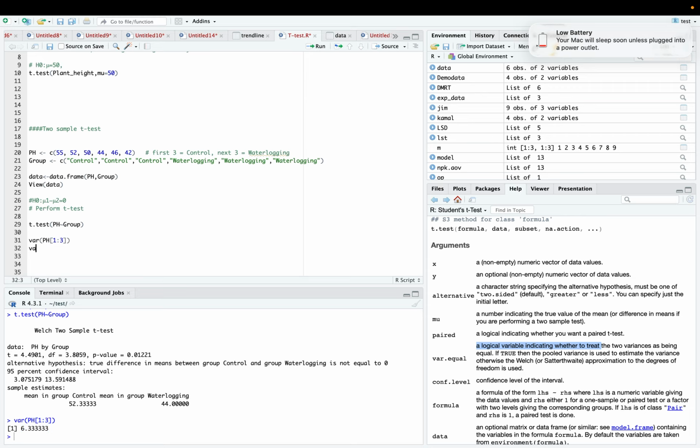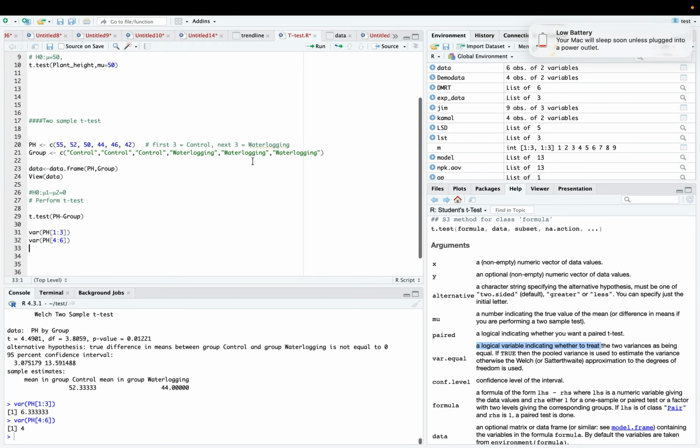What about the variance of our data, plant height, for 4 to 6? Let's check the variance of the waterlogging group, from 4 to 6. Yes, this one is 4. So the variances are not equal. The variance of control is 6.33 and of waterlogging is 4. That's why, by default, R analyzes it with the Welch two sample t-test.